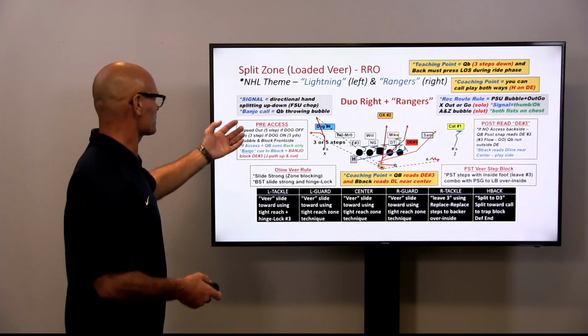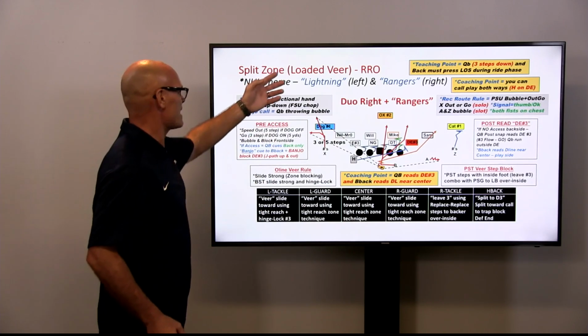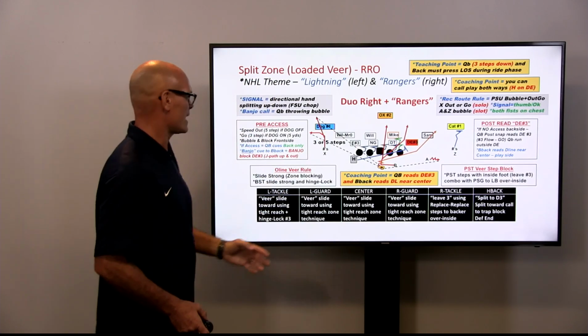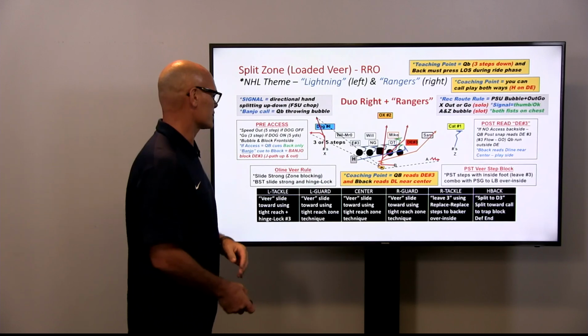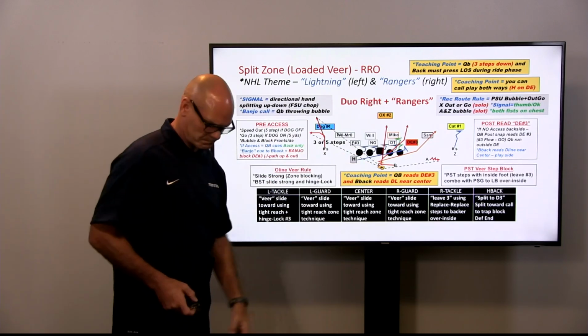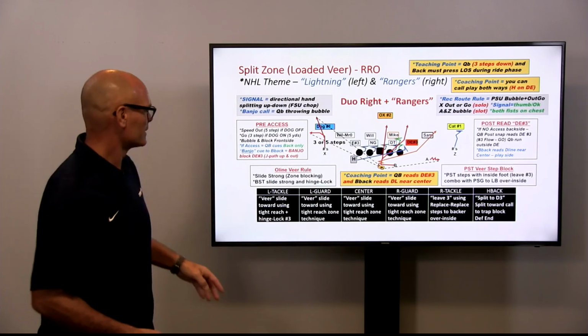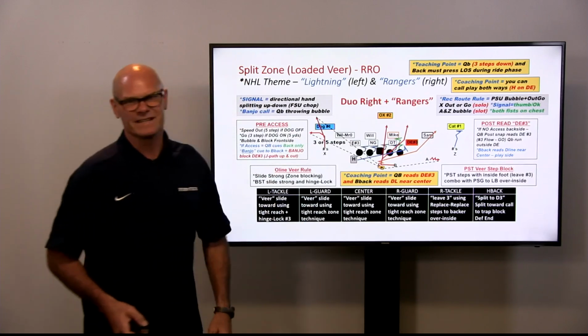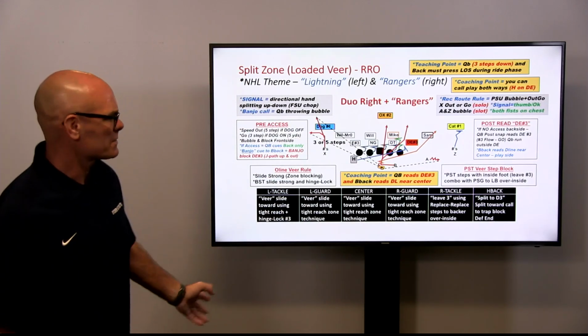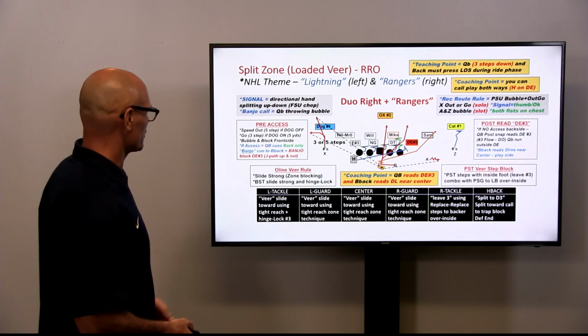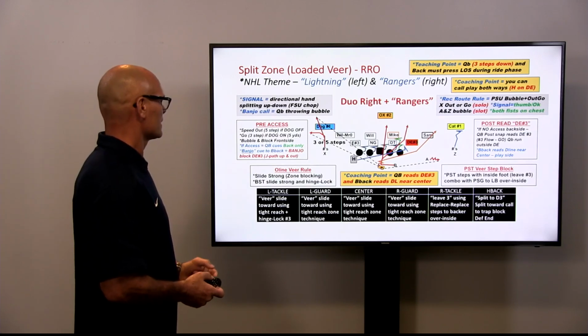All right, so here's the split zone, and like I said, we adapted it to a loaded Veer so that we were all stepping the same direction. The beauty about split zone that you don't get with a Veer is we're going to go ahead and block that defensive end, though, with the H-back coming across like split zone, so we don't have a bang-bang read.